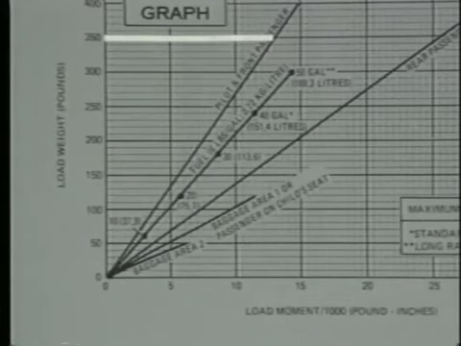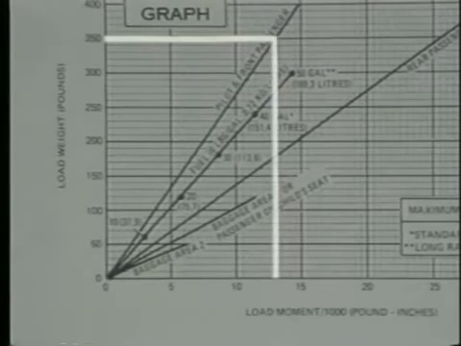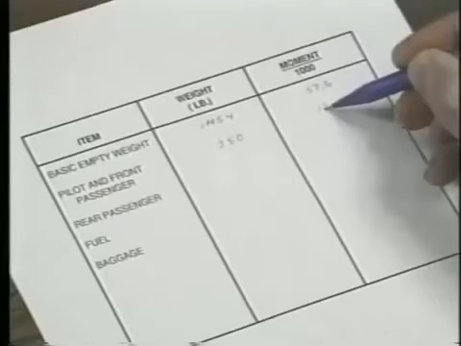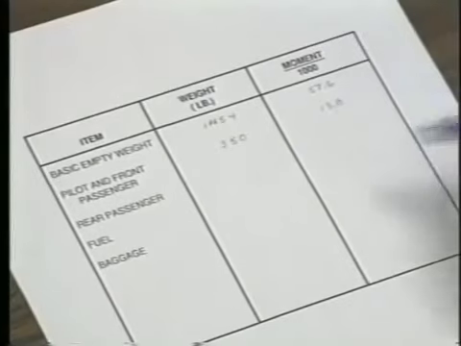Proceed horizontally to the pilot and front passenger line. Then drop straight down and read the moment divided by 1,000. In this case, it is 13.0. Enter this moment in the appropriate space in the worksheet. Then follow the same procedure to find the moments for the remaining items.